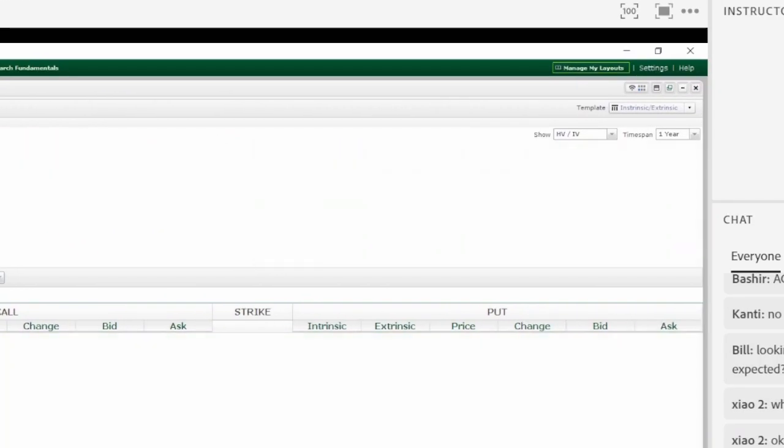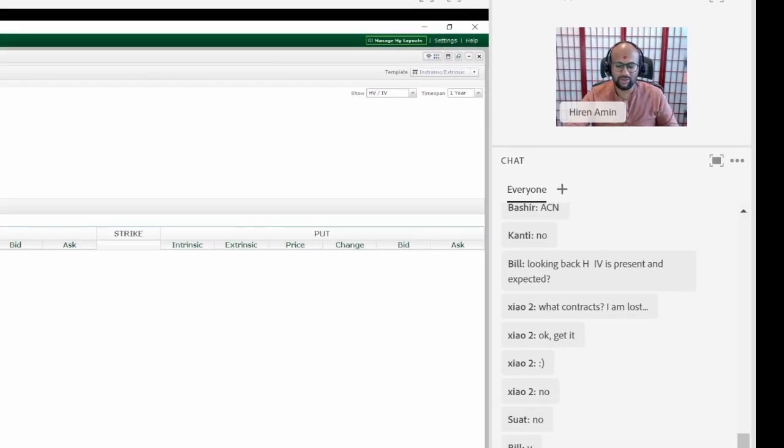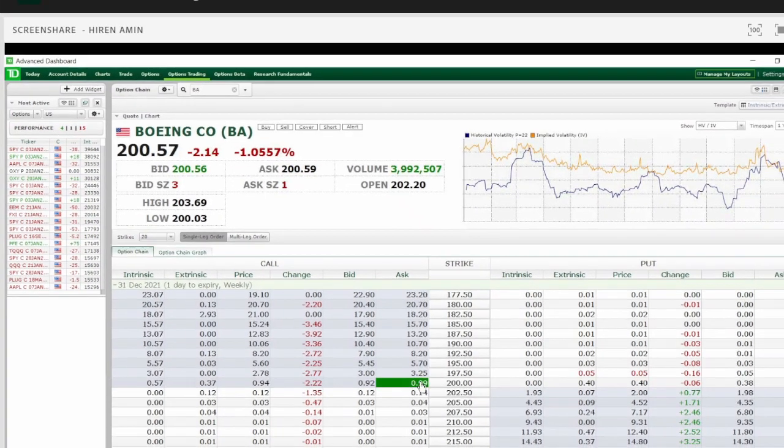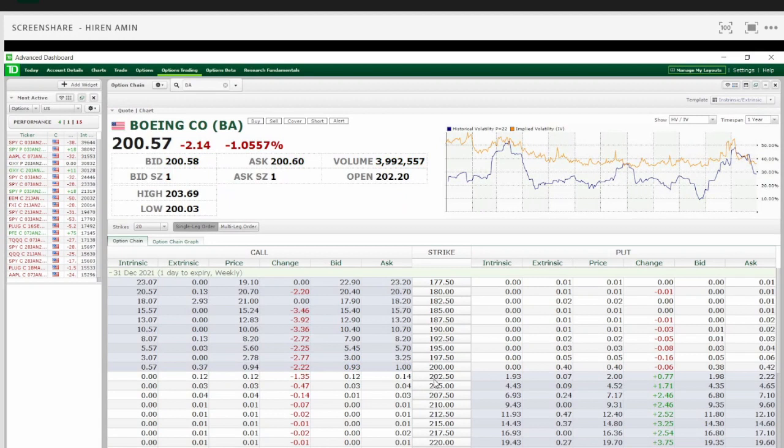So generally, let me go back to BA. Just clicked on that option. So generally, when you have any options that you're buying and they're out of the money, they don't have any intrinsic value. They just have extrinsic, time value and volatility.